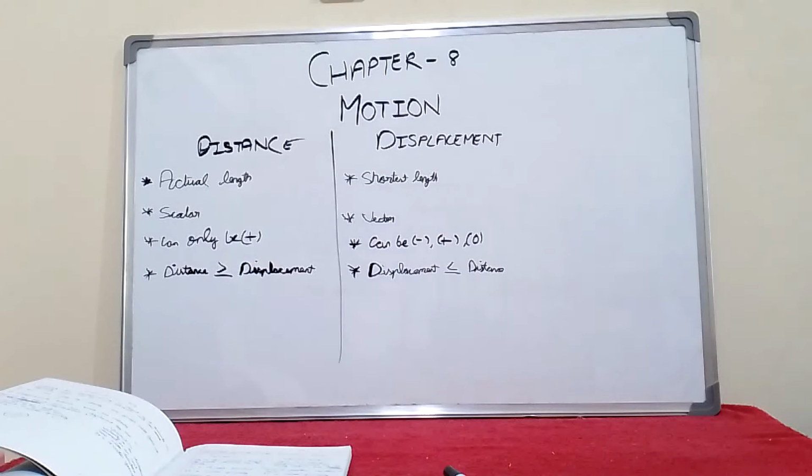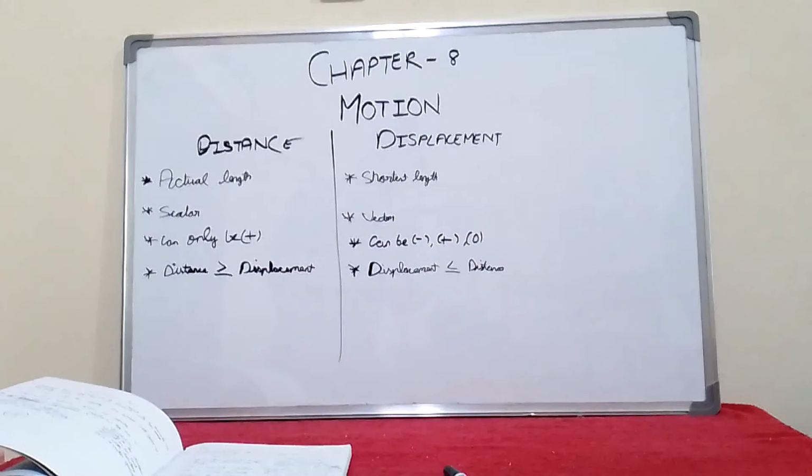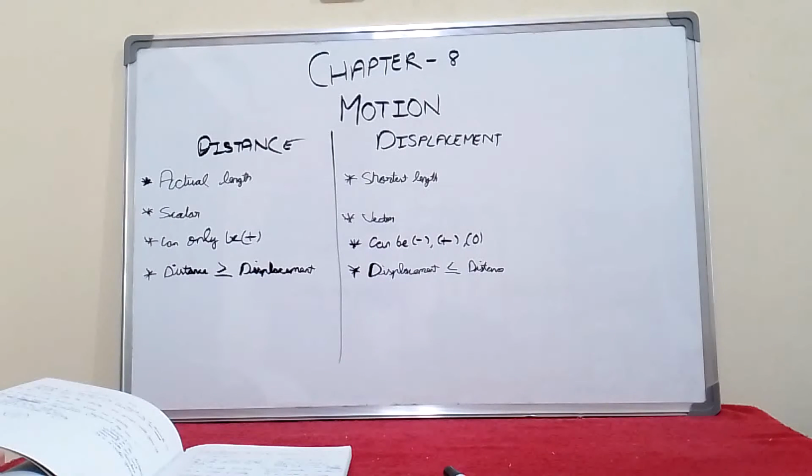The last point states that distance is always greater than or equal to displacement, which means that displacement will either be less than distance or they will be equal. This is because distance is the actual length, so it will always be more than displacement, which is the shortest length. Now let's move forward and see what is uniform and non-uniform motion.